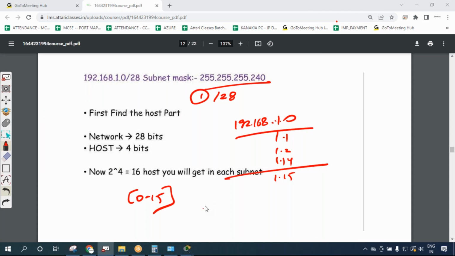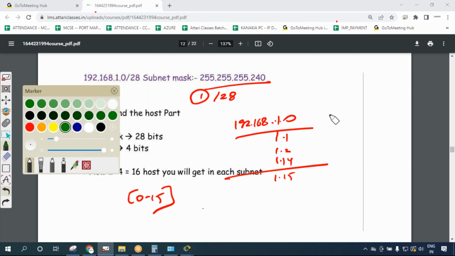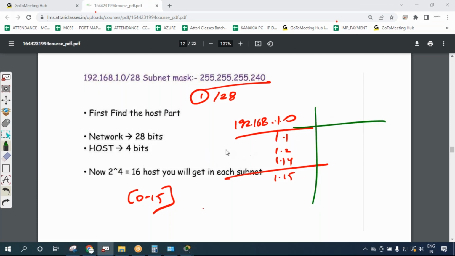How many usable IP addresses are here? What do you think? Any thought, my dear friends? Now, the usable IP addresses are 14. You're right, 1 to 14.